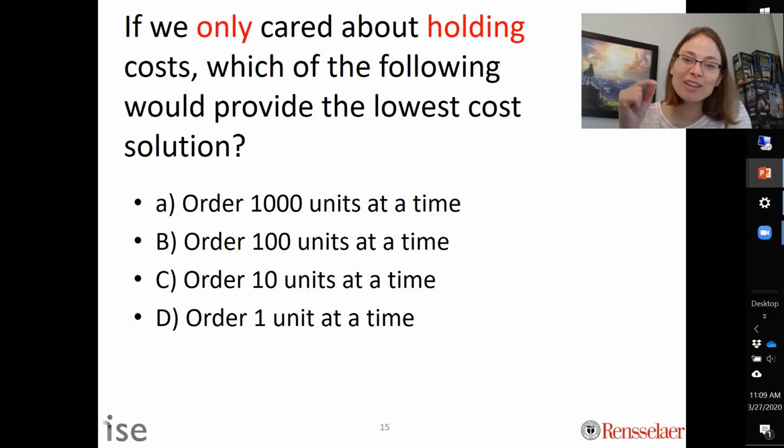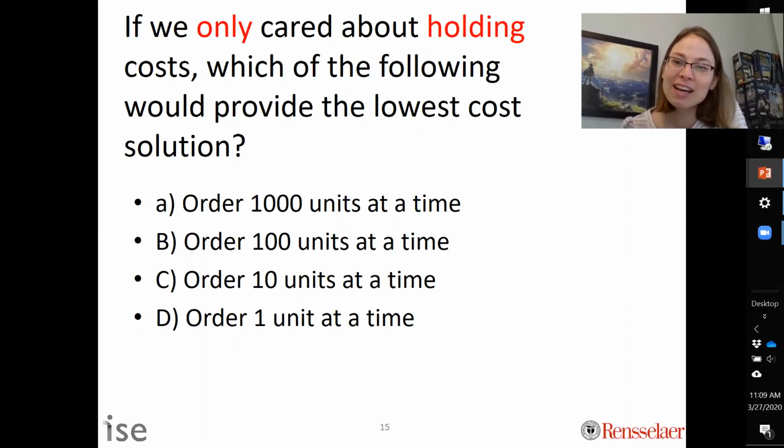I would want to order in the smallest units possible, because remember, the holding cost is Q over 2. And so how do I minimize Q over 2? Well, I make Q the smallest it can be. So the correct answer here is D. You should order one at a time.